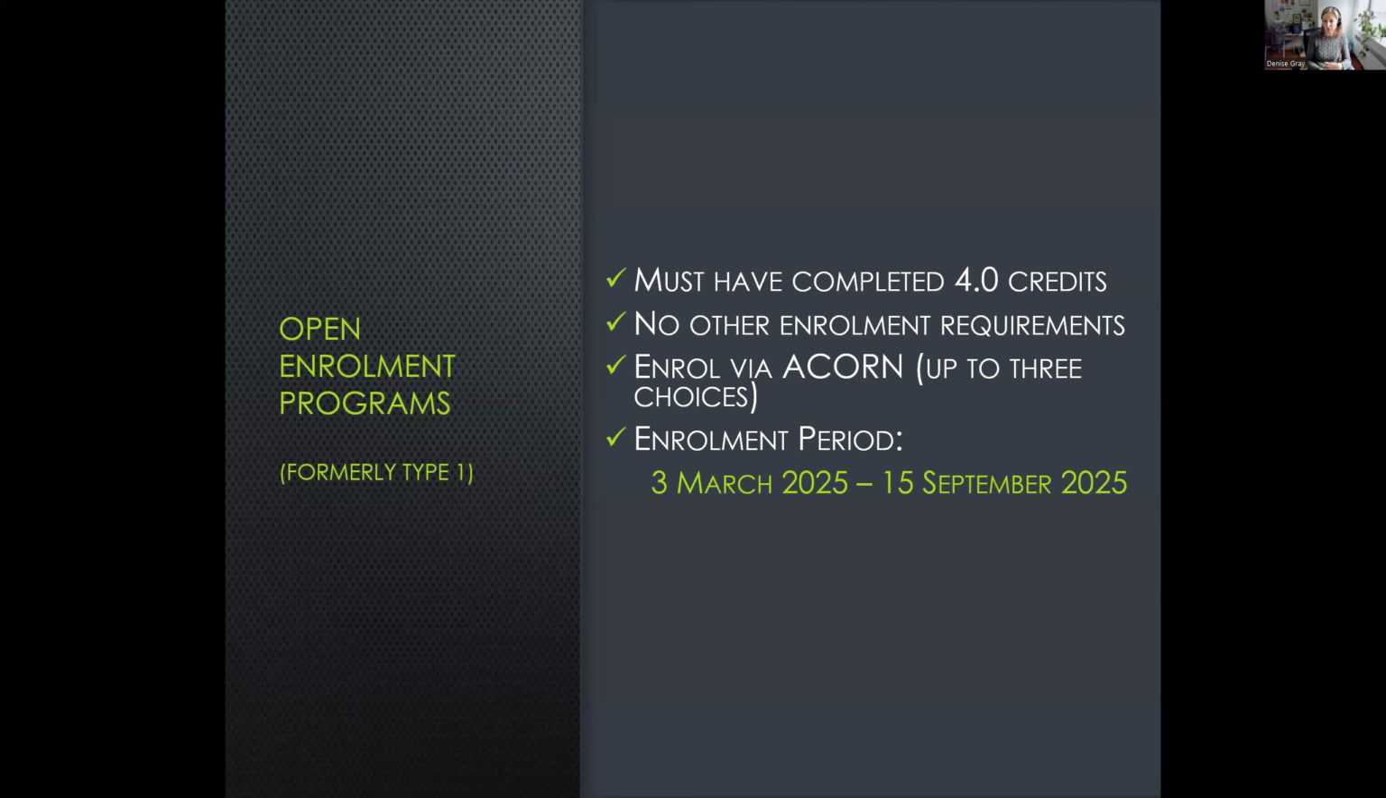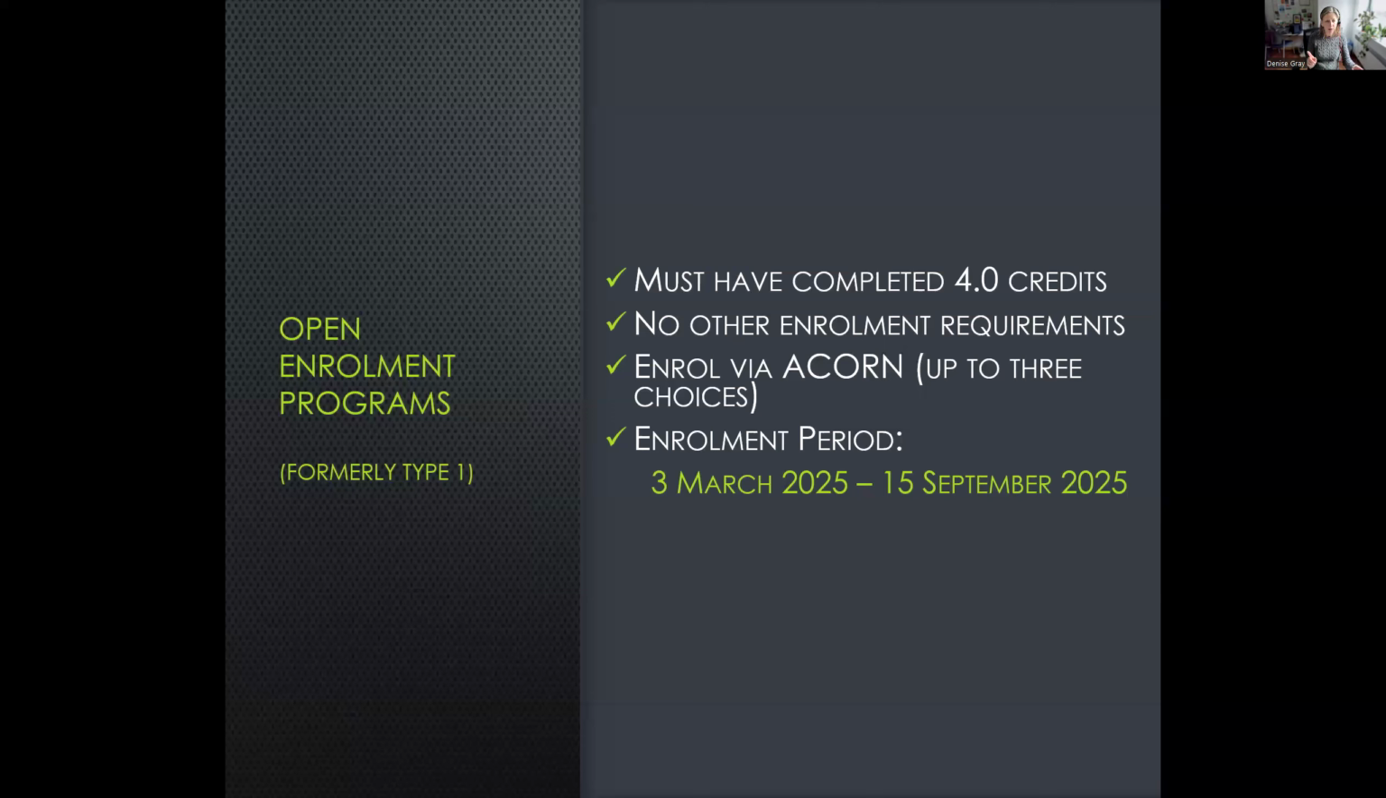You would enroll via Acorn. On the left-hand navigation of Acorn, there's an Enroll tab. So you click on it. There's a drop-down menu that gives you the option to choose enrolling in courses or programs. For this purpose, you want to choose programs, and you can add your open enrollment program. You can add up to 3, because remember, the maximum number of programs you can be actively enrolled in is 3. The enrollment period is 6 months long, so it starts March 3rd and it ends September 15th.